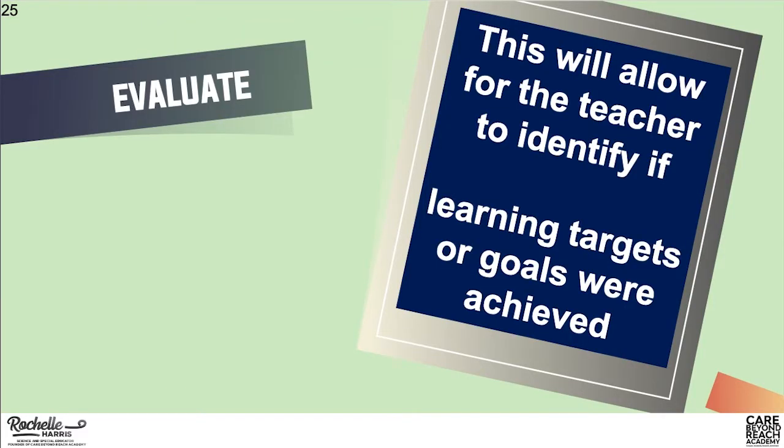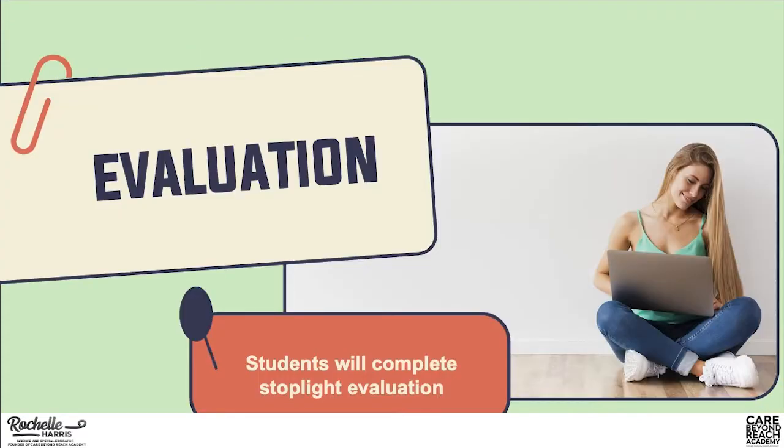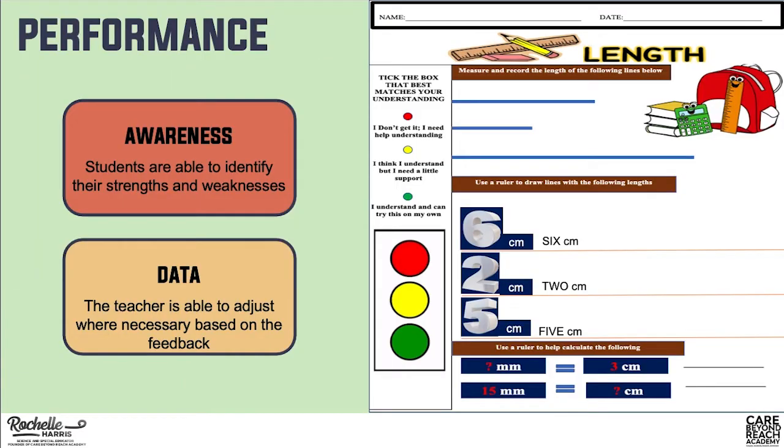Once you do this now, you want to make sure that the targets that you would have set out for the lesson are achieved. You have to evaluate. All right, and in evaluating this, students will complete what we call a stoplight evaluation. And this is what the stoplight evaluation looks like. So the students will decide if they don't get the concept, they need help understanding it. Do they understand it but still need support, or they can do it on their own?